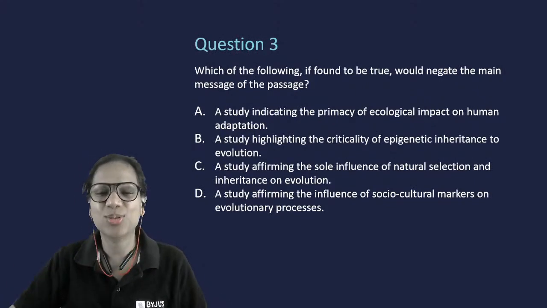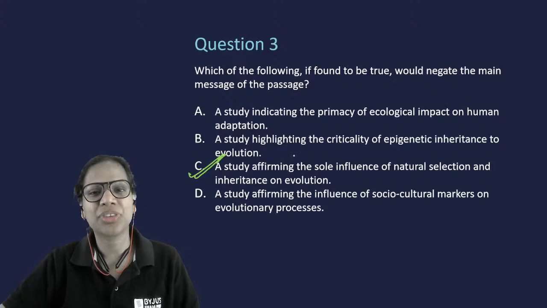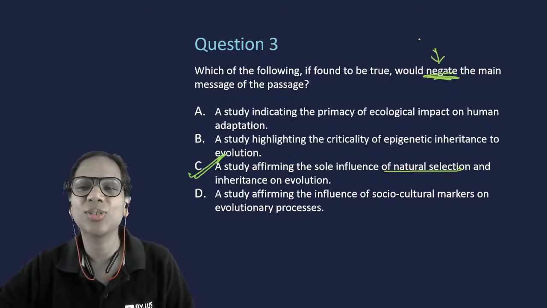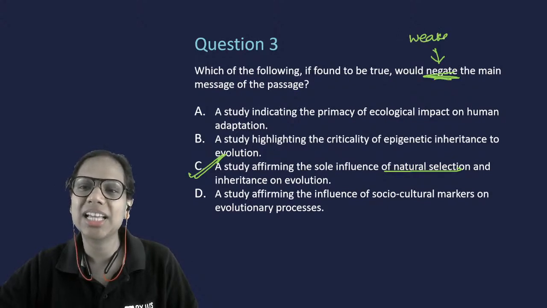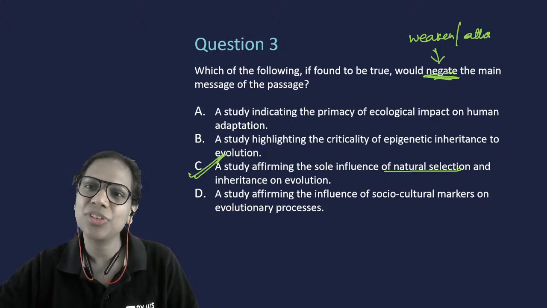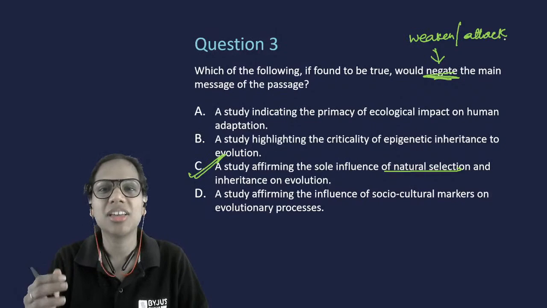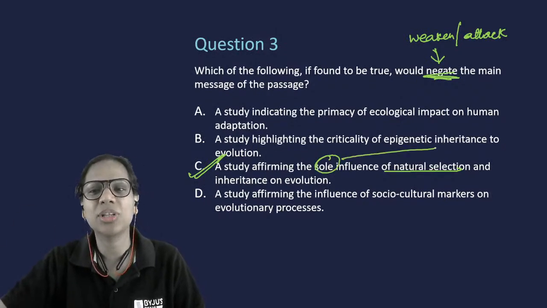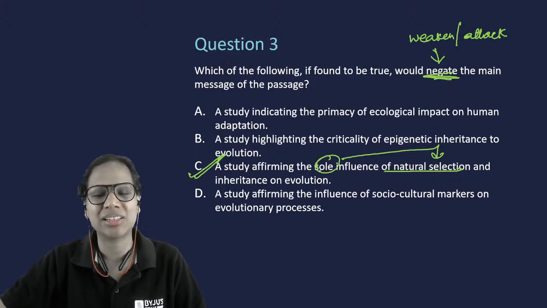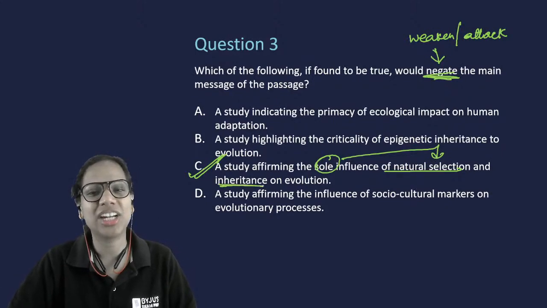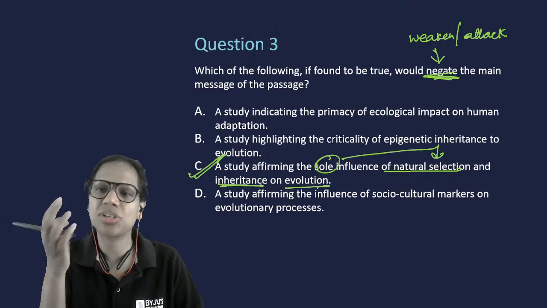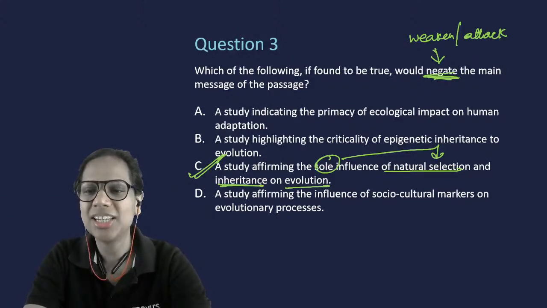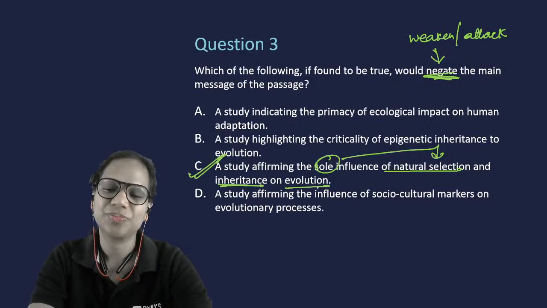So those who have answered, you're absolutely right. C is going to weaken. It's going to negate. Negate means to weaken something, attack something. That's the meaning. So the main message is that it's not just genes. Other factors also matter. So if I show the sole influence of natural selection and genetic inheritance on evolution, then of course the whole message stands negated. So absolutely correct. C is the answer here.